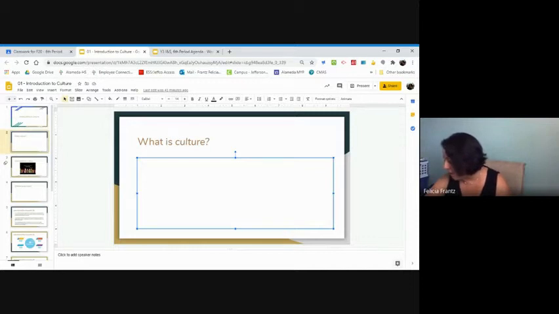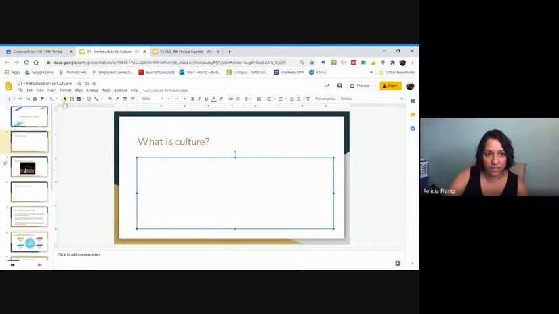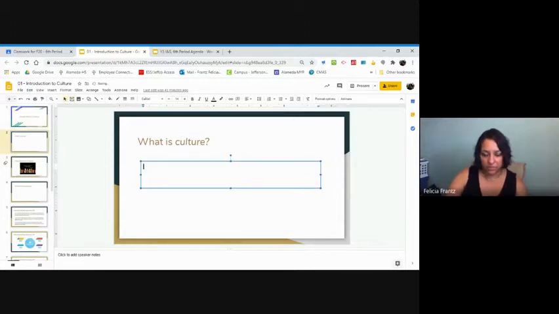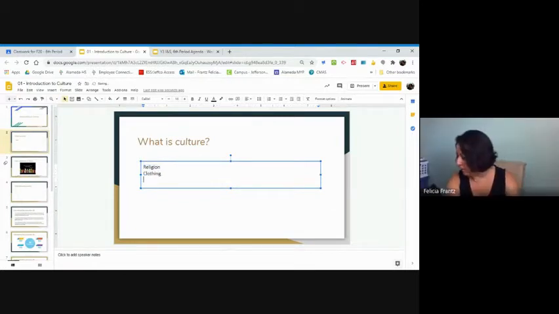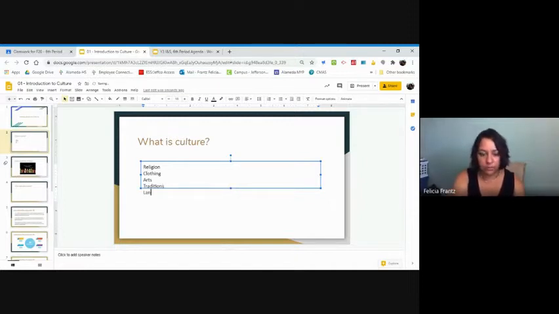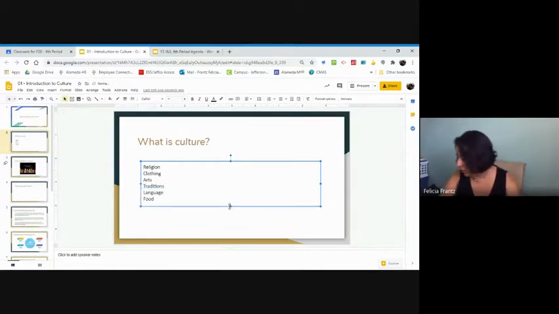All right. Okay, so religion can be an example of culture. What are some other things that might be an example of culture? Clothing. Clothing. All right. Arts. Traditions. Language. Language. Food. Anything else you want to add?